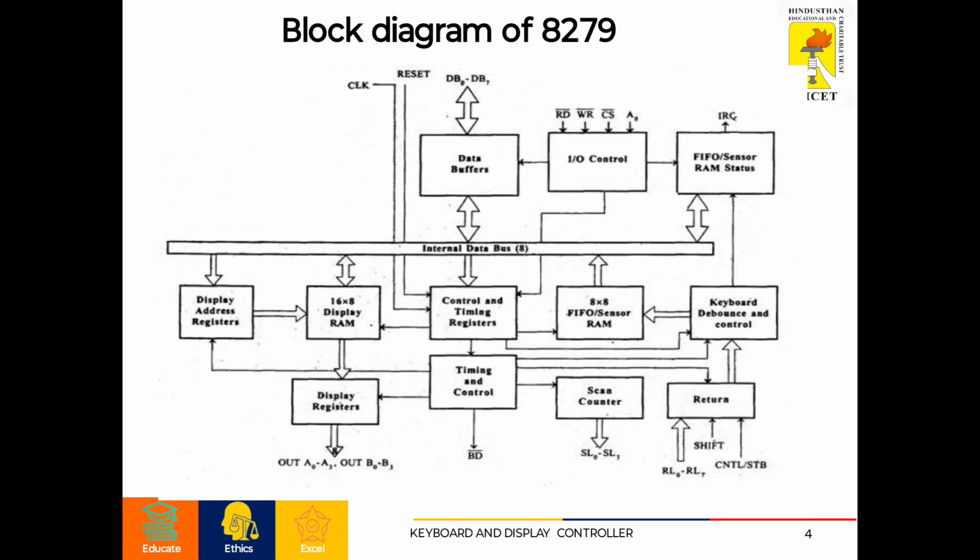So these are all about the block diagram of the 8279. The major sections in the 8279 are the keyboard section, display section, scan section, and CPU interface section.